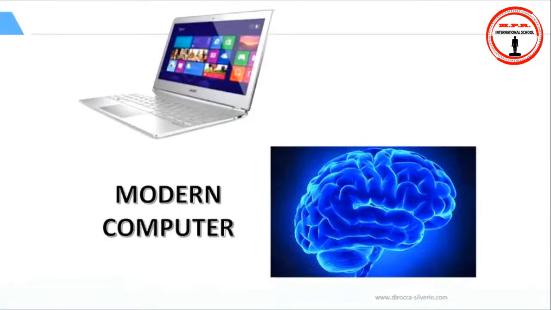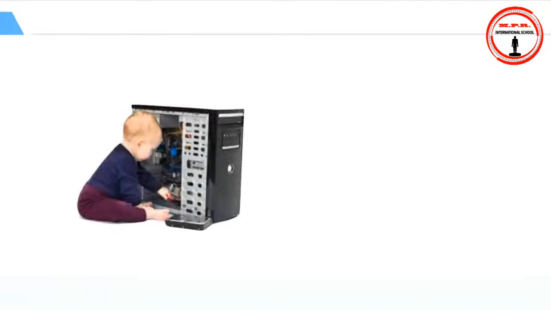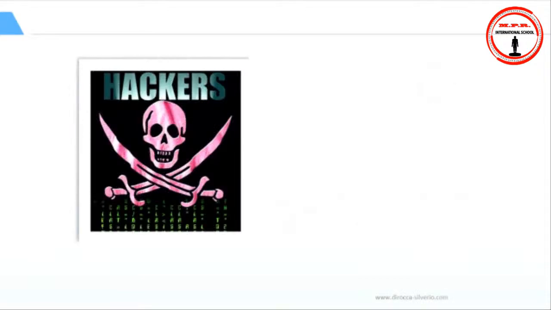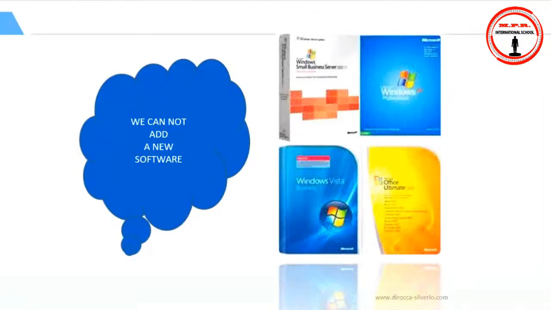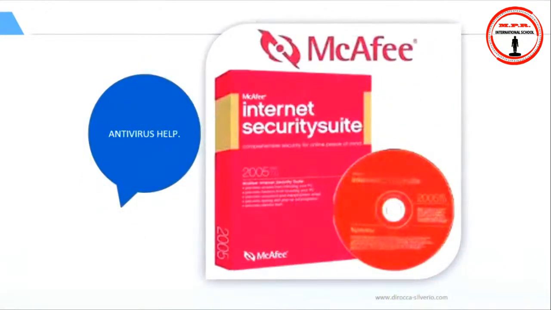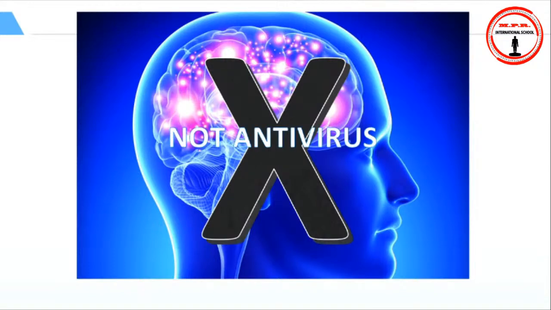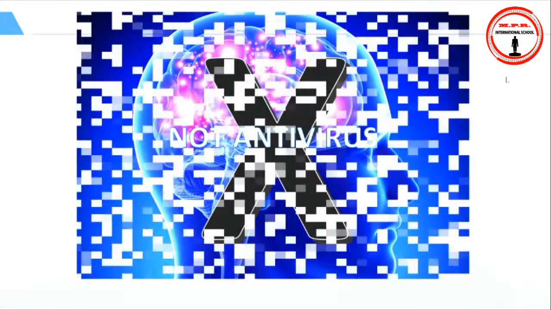And if we compare a modern computer with the most ancient computer, that is the brain, we will see the modern computer, the child, is born with the computer. If you have a hacker infraction, you need help because we cannot just put in another software. For that reason, we have an antivirus to protect our computer. The central nervous system doesn't have an antivirus. Every piece of information is arriving to the brain, even if it's wrong. And if the information is wrong, the answer will be wrong.